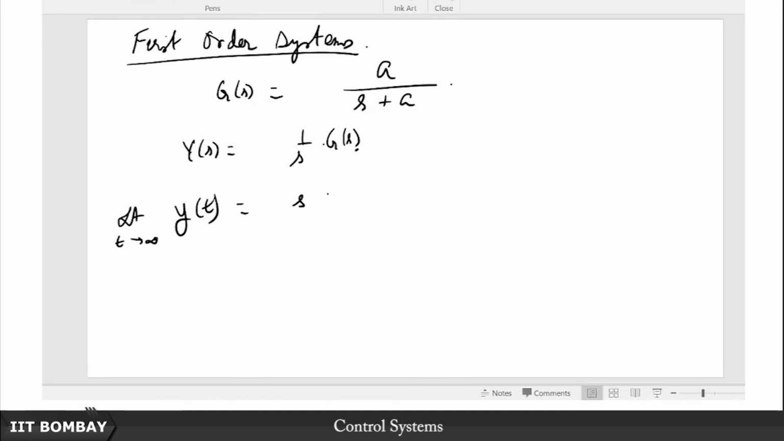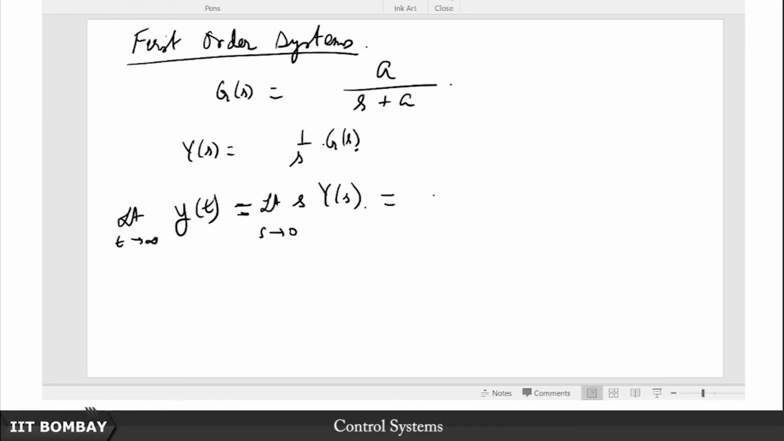That is going to be nothing but limit s tending to 0 of s Y(s). This is the final value theorem. Remember, because our poles are on the left half plane, we can apply the final value theorem. It's always important to bear these things in mind.